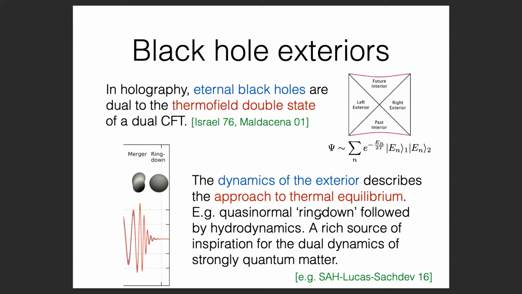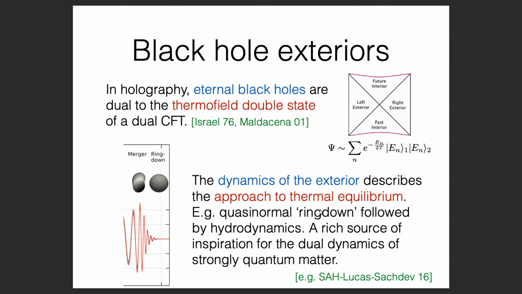I think you might just have heard a seminar about this now. I'm sorry, I didn't make it. This ring down at the very last stages, this quasi-normal mode ring down, has a dual interpretation as the approach to thermal equilibrium and eventually to hydrodynamics in the dual field theory. This has been a rich source of inspiration for the thermodynamics and hydrodynamics of strongly coupled field theories, which we wrote a book about a few years ago. So outside, there are still important questions, but we know a huge amount, and it's been very useful and productive.